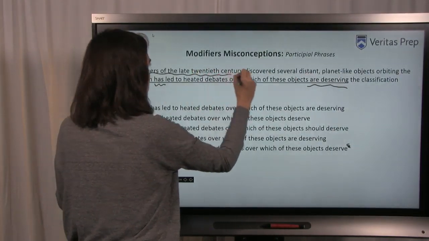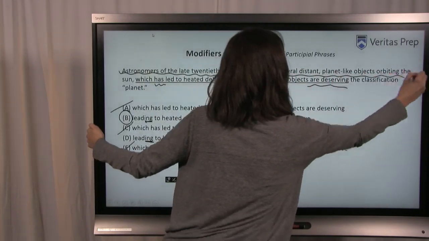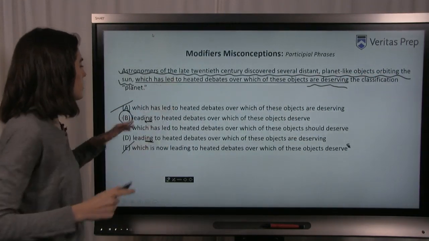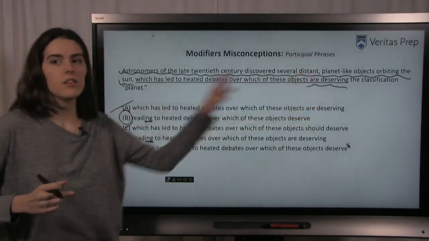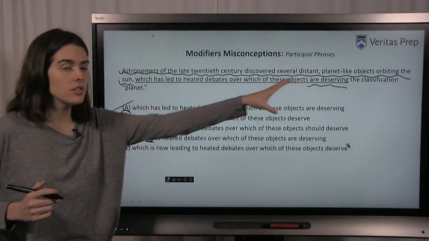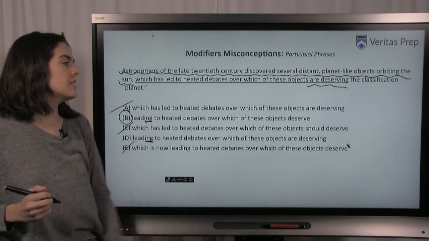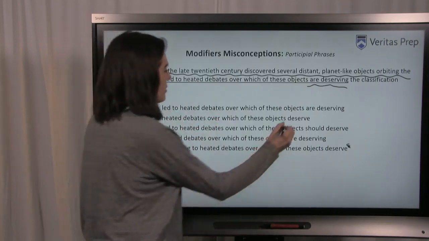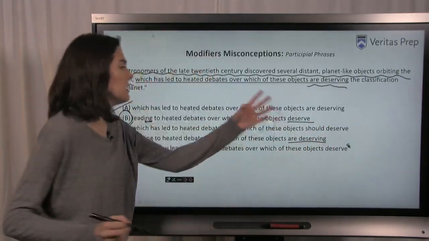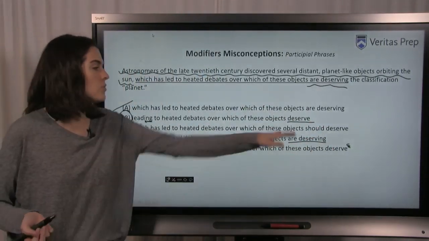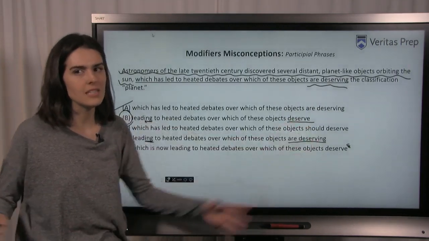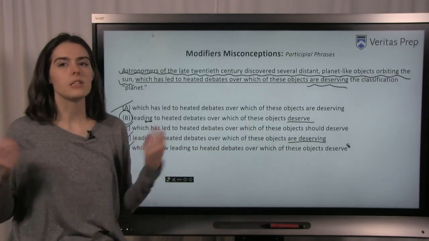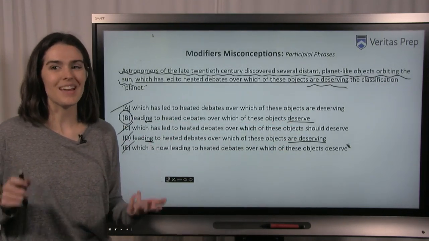Astronomers discovered several distant planet-like objects orbiting the sun. Cool. So it's saying that the fact that the astronomers discovered these objects has led to these heated debates. All right, so then deciding between B and D, this is a little bit different. We're just looking at verb tense. Is it deserve or are deserving? There's really no need for a continuous tense here. We don't need an ing. Let's just stick with simple present, deserve. So this one's B. Nice work.